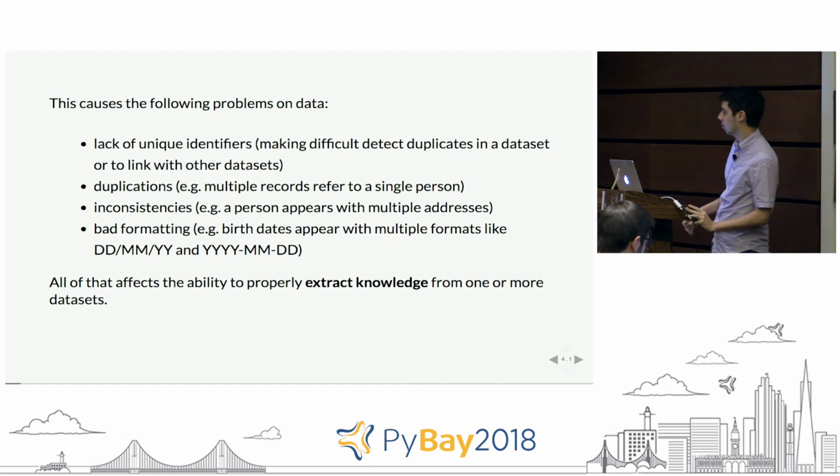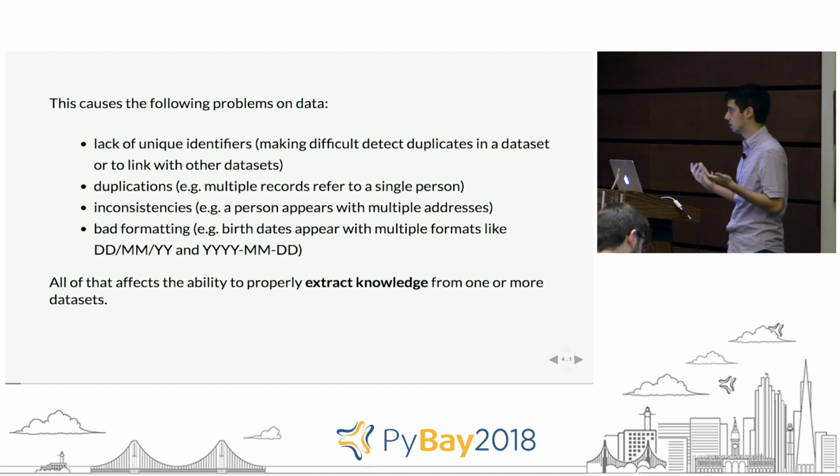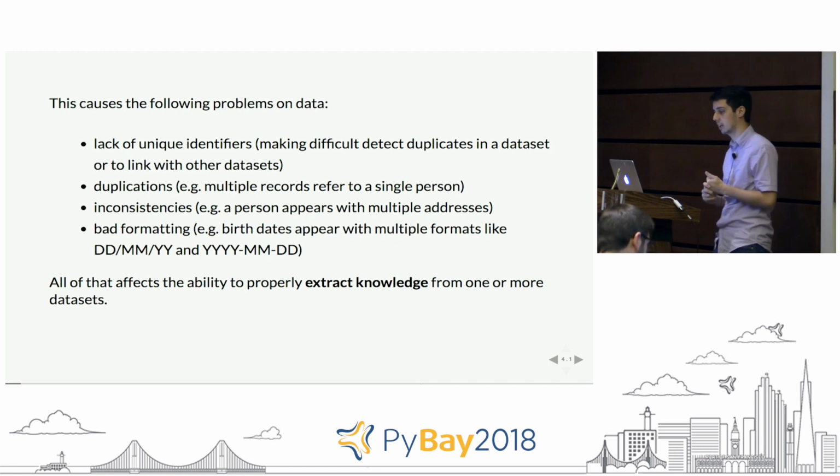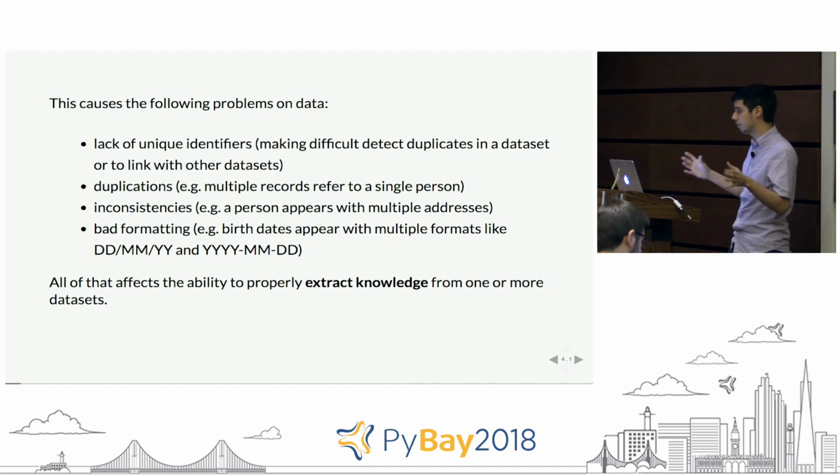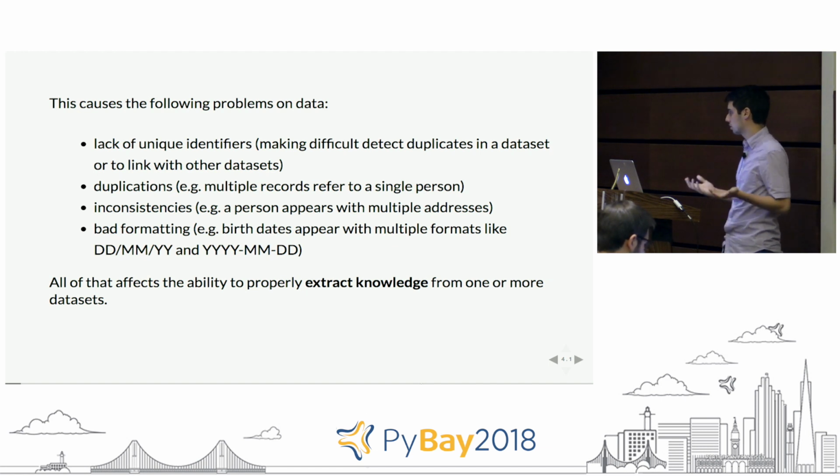And this causes the following problems. The lack of unique identifiers, making it difficult to detect duplicates in a data set or to link one data set with another. Duplications, multiple records referring to the same person. That happens a lot in any kind of product or platform. Inconsistencies, like a person with multiple addresses. Maybe the person changed the address but didn't update all records. Bad formatting, like various formatting for date times, things like that. And all of that affects the ability to extract knowledge from one or more data sets.